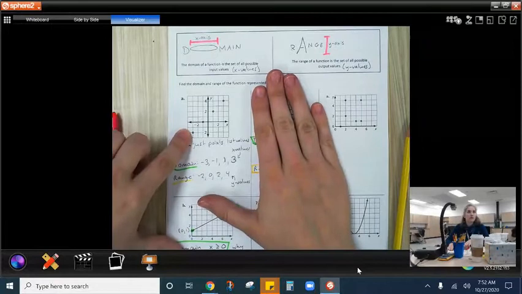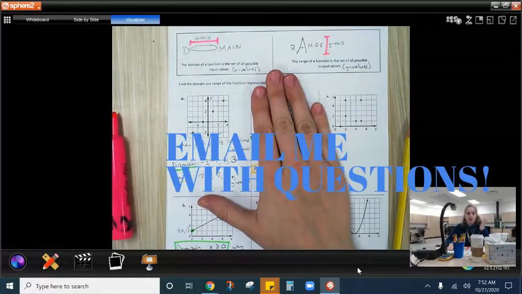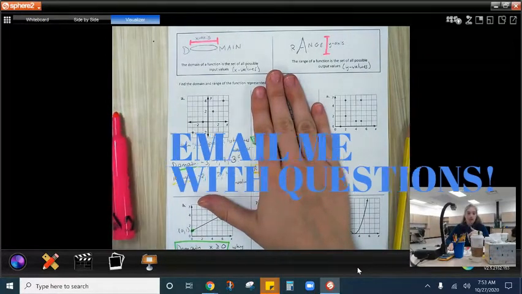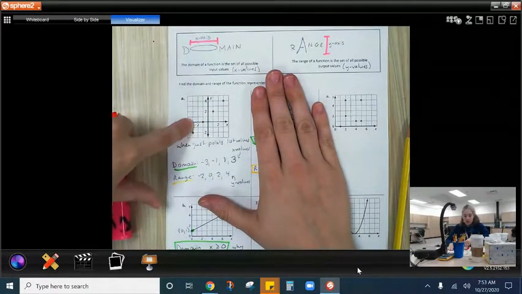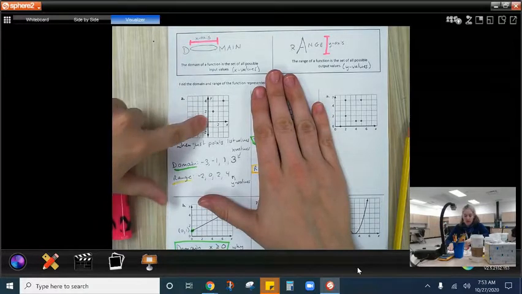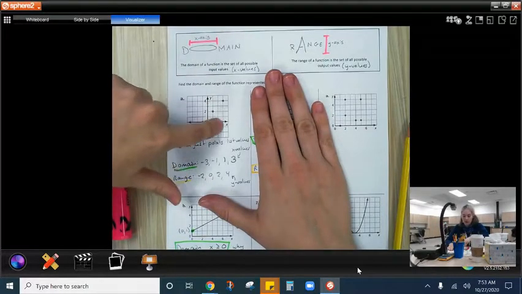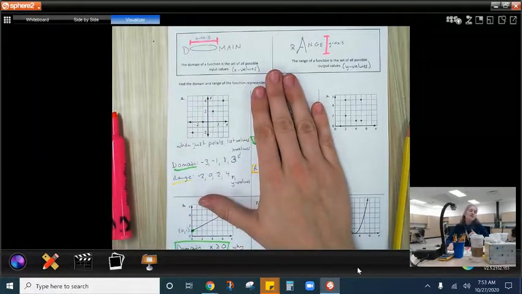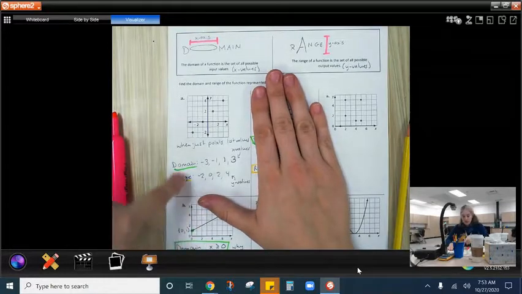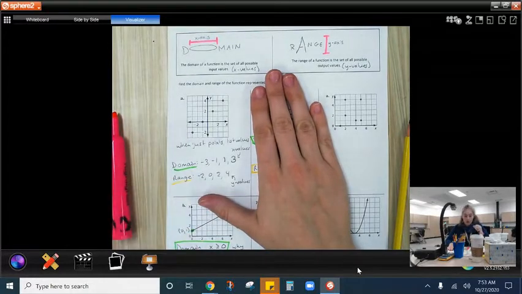We have just some points on a graph. When we just have points listed, all we have to do is list the values. So for our domain, this point is at the x-coordinate -3. This point is at the x-coordinate -1. This one's at 1, and this one's at 3. So my domain is -3, -1, 1, and 3. That's it. Try to list them in numerical order. It's always better.